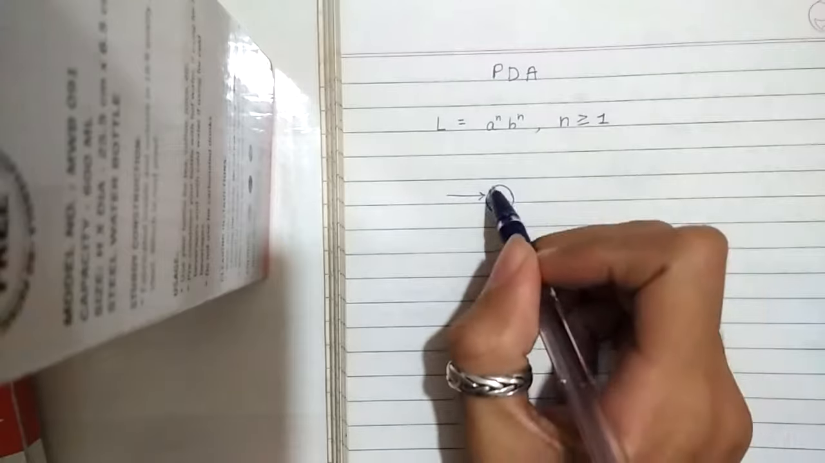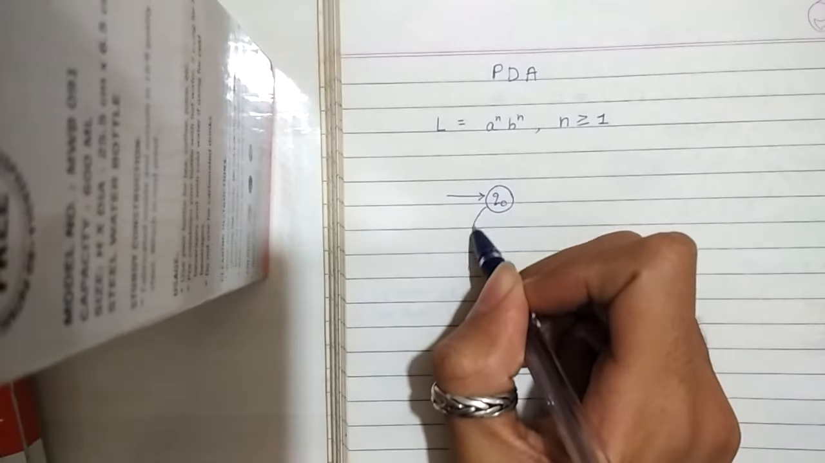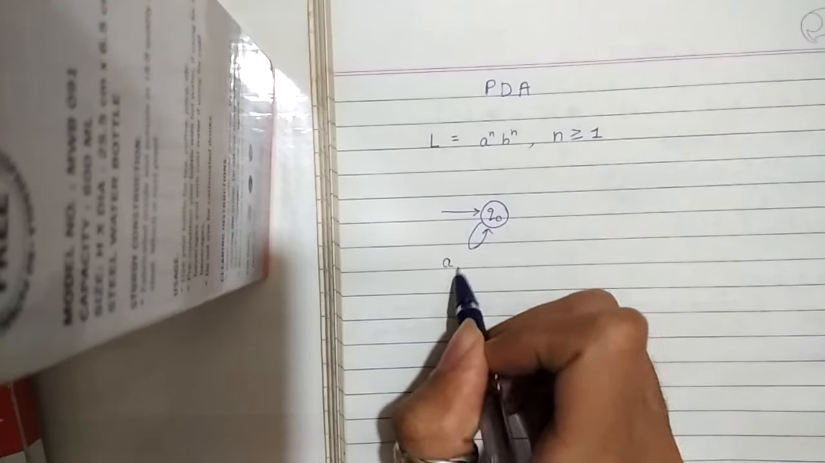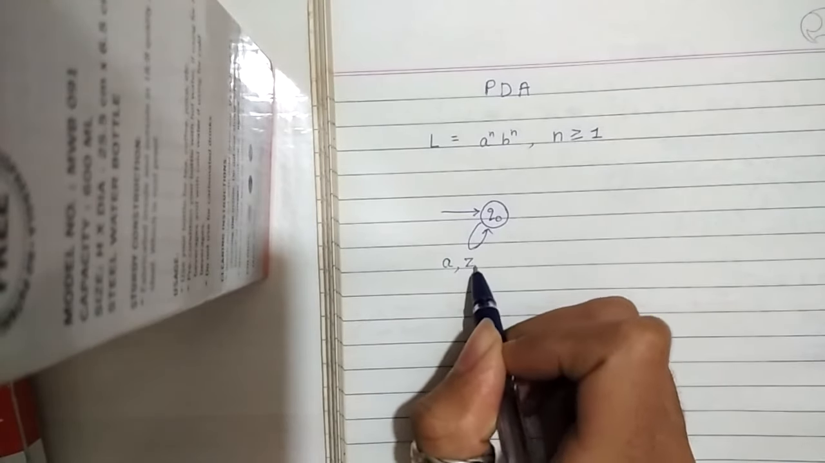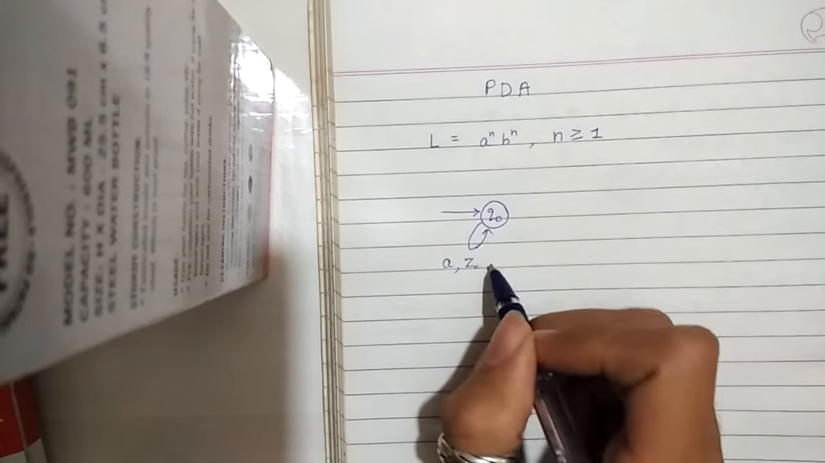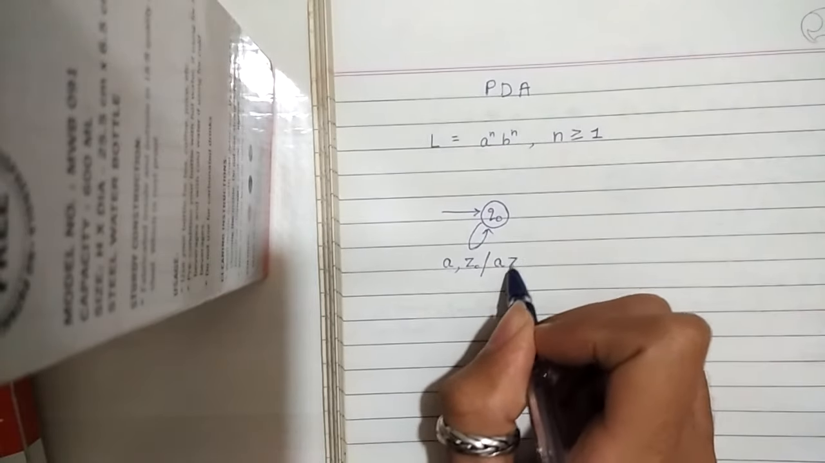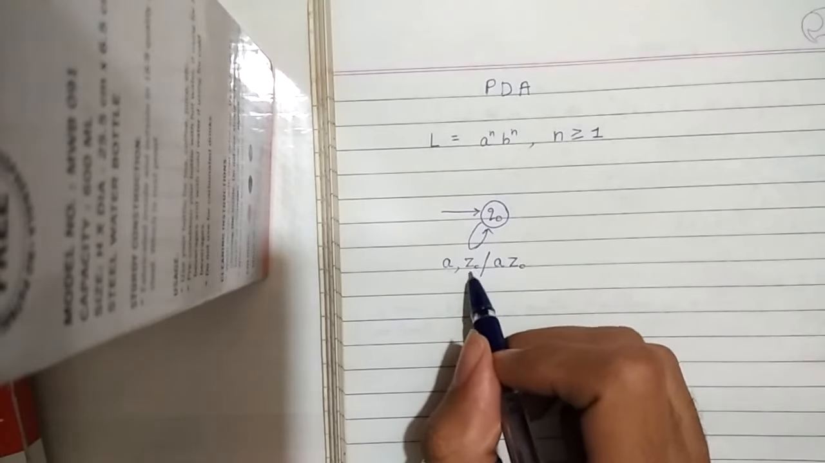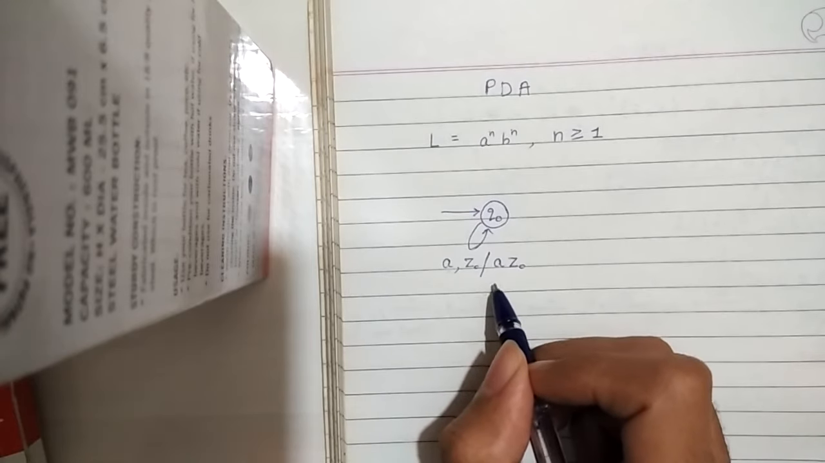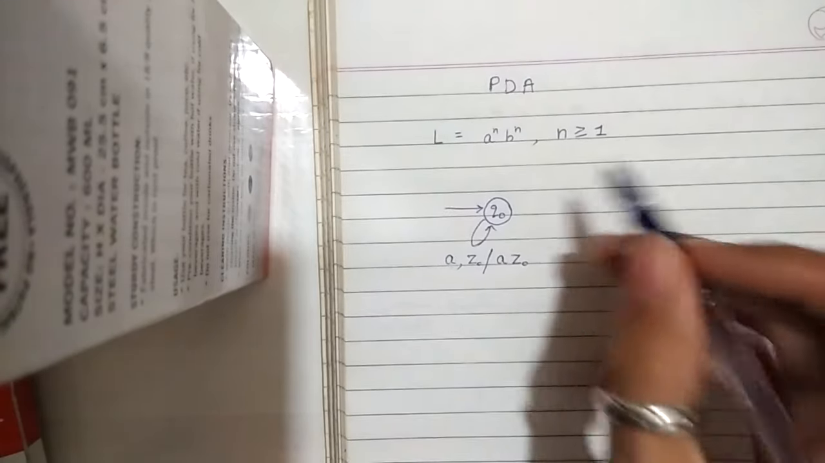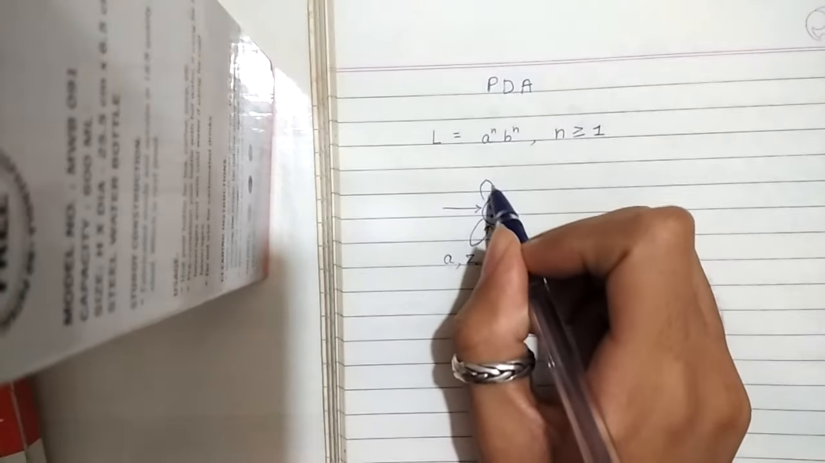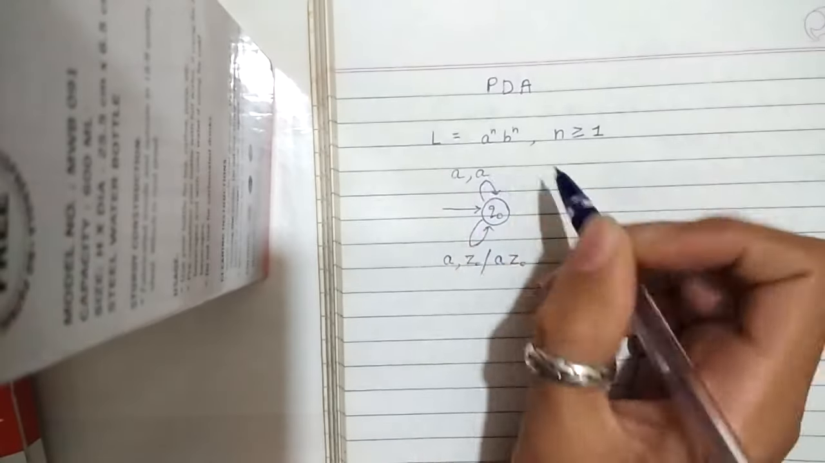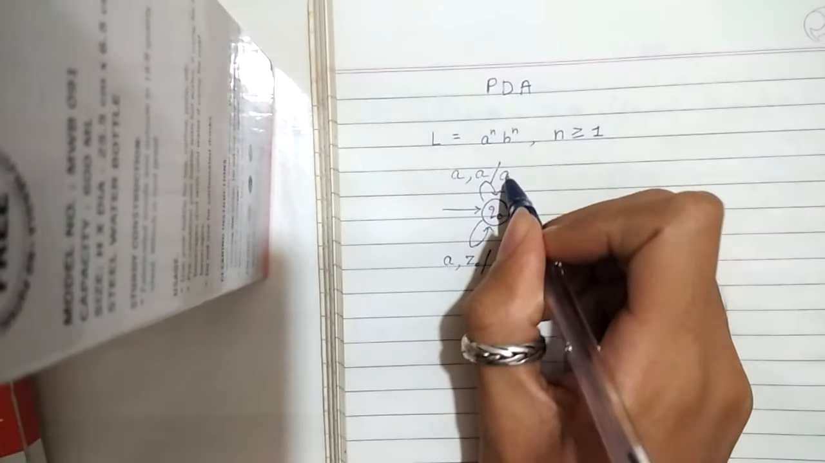Now we will define the transitions. If we get input symbol A, initially the stack top is Z0, so we will be adding this A onto the stack. So if we get input symbol A and the stack top is Z0, we will replace it with AZ0. Again we get an A as input symbol, the stack top is A, so we will replace it with AA.